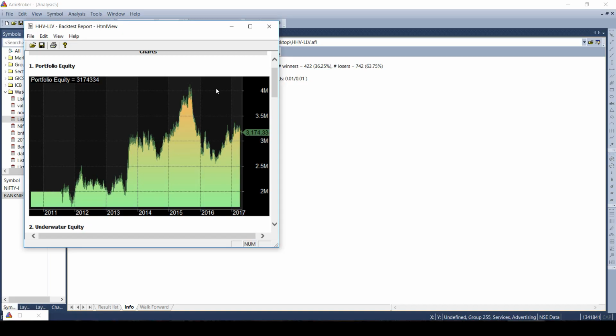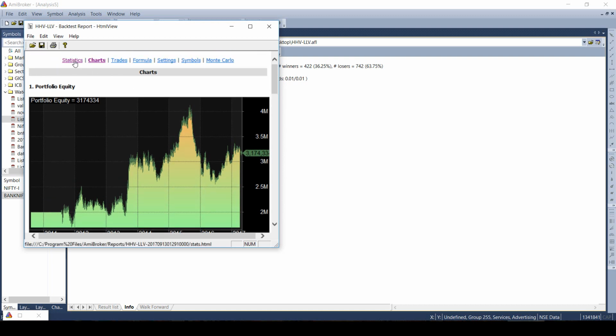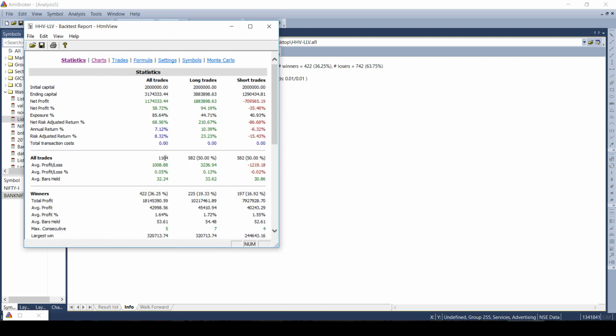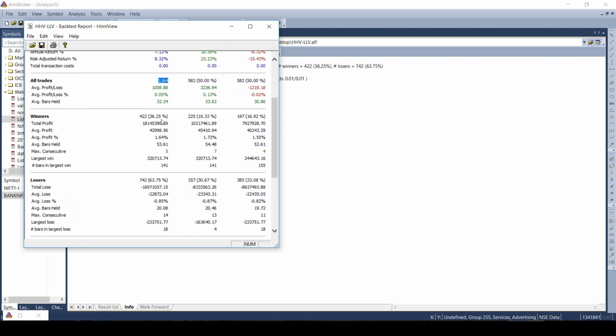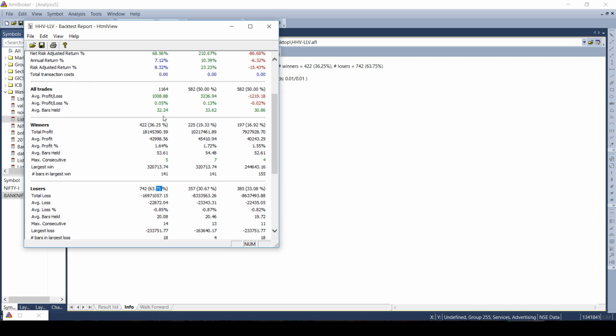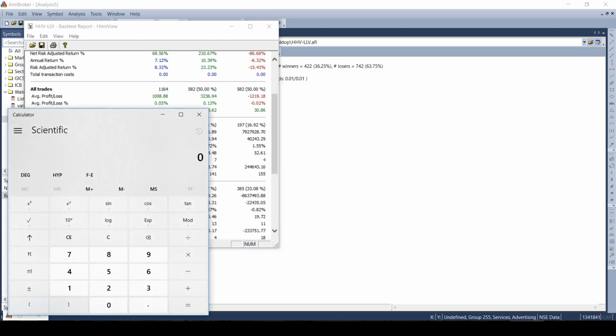This strategy made a total of 1,164 trades. Out of this, 36.25% are winners and 63.75% are losers. The average holding time of the strategy is 32.24 candles. Since each candle or bar is 15 minutes, this means that every trade was carried for 483 minutes, which is roughly 8 hours.